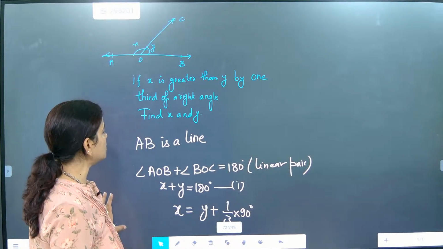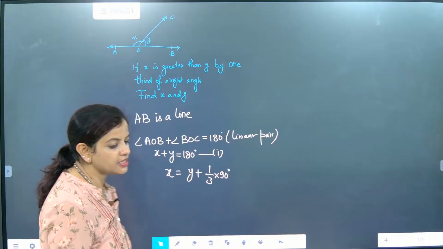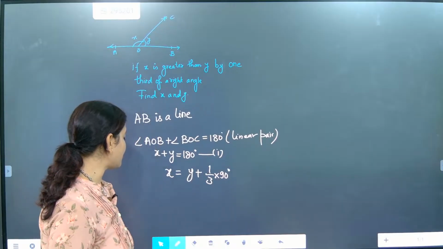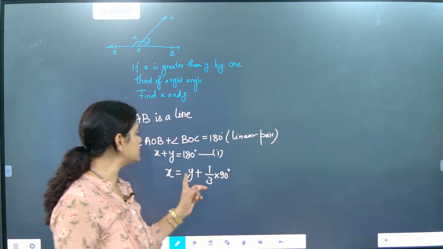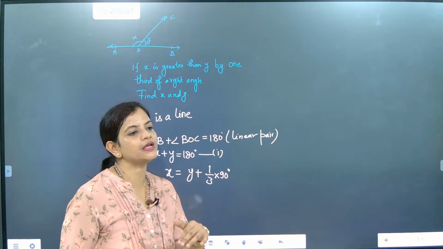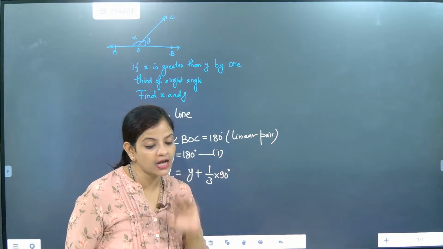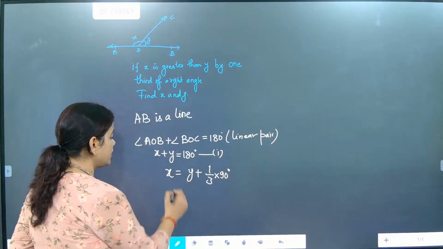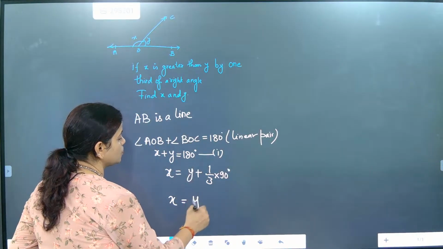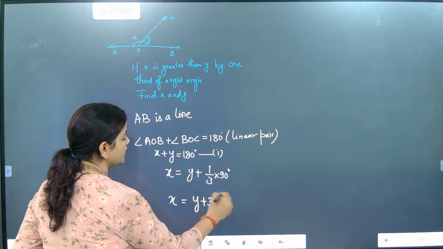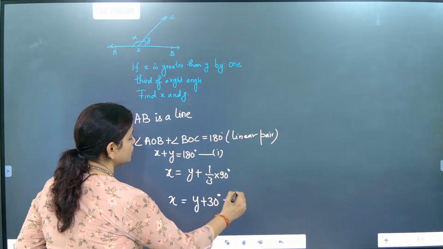This is one of the most important parts. X is greater than y by 1/3 of a right angle. So how are we going to make them equal? When we add 1/3 of 90 degree to y, then they both will become equal. So x will be equal to y plus 30 degree. This will become equation 2.